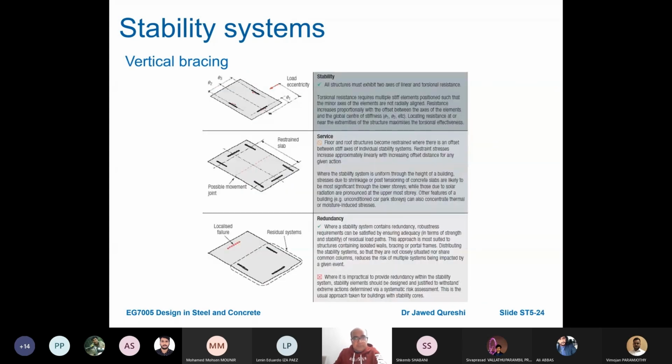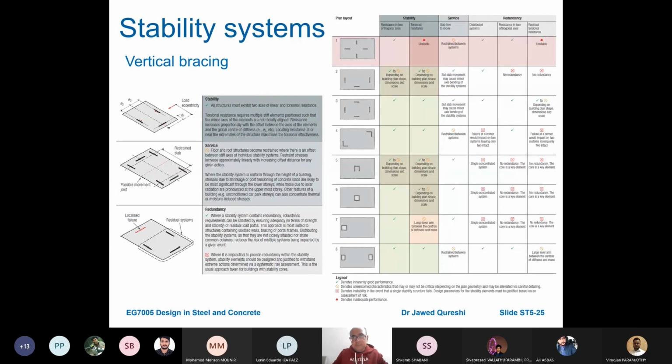And then vertical bracings. We use vertical bracing across the entire building. We distribute it across the entire building. We provide it for stability, and you can see that this is the bracing arrangement. We provide it in such a way that it does not disturb the services, and we also provide some extra redundancy so that the structure is redundant.